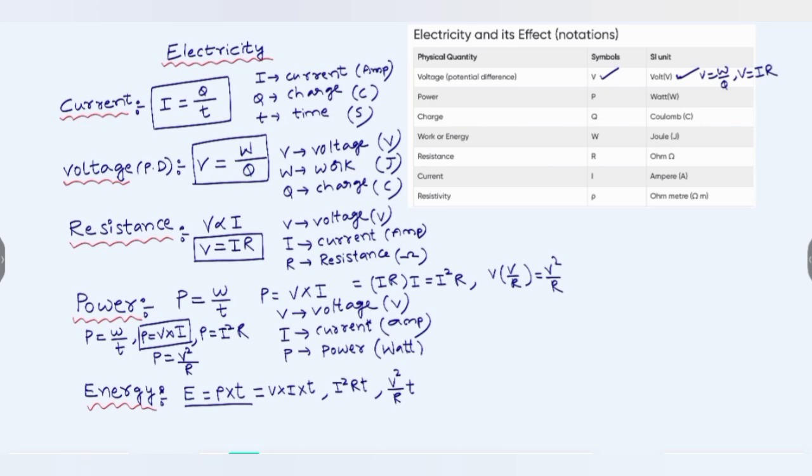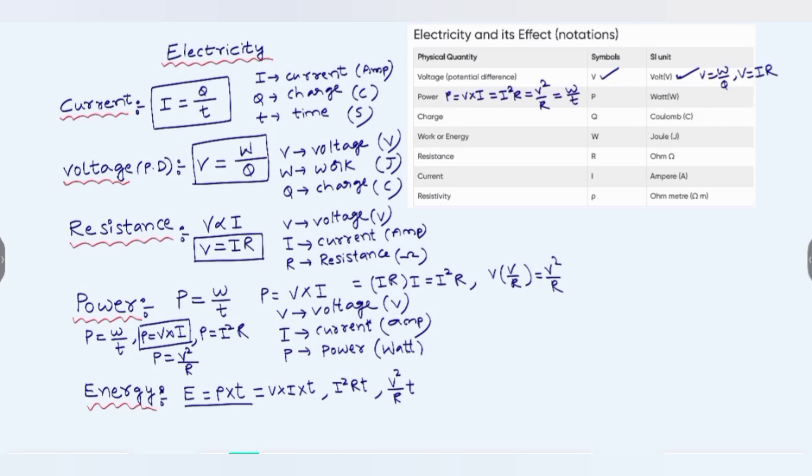Next, power, the main important formulae I am writing. Power is equal to V into I, one formula. Power is equal to I square R. That can also be written as V square by R. These are the main important formulae to remember about power. And one more basic formula I also told, that is work per time, the rate of doing work.